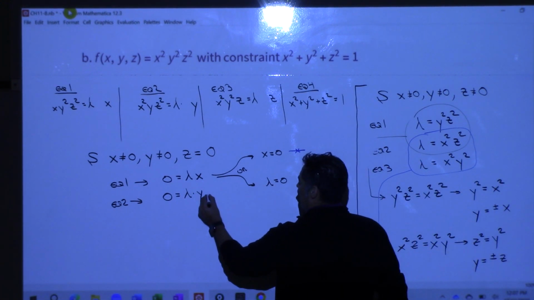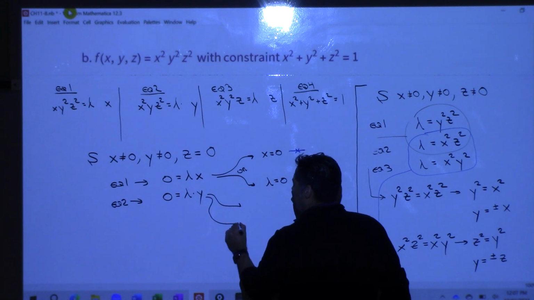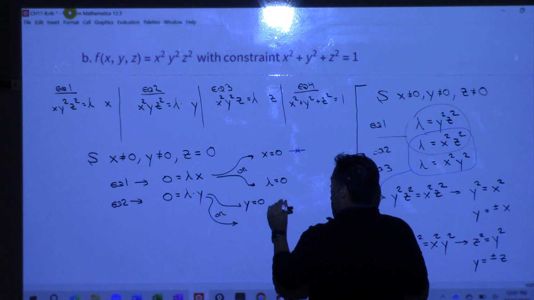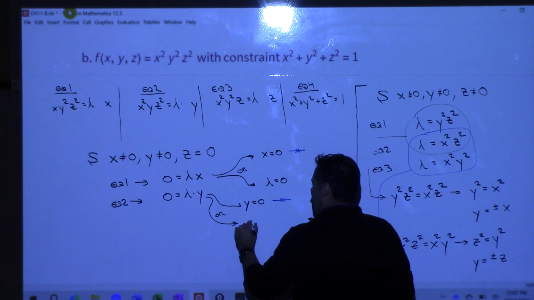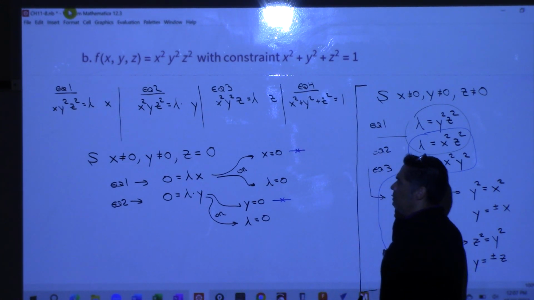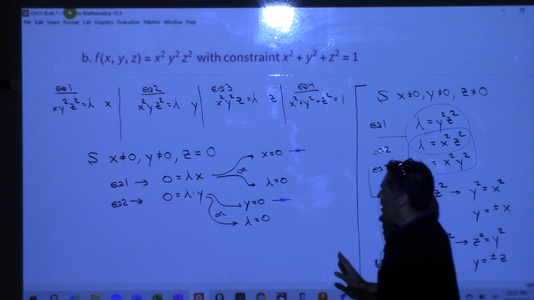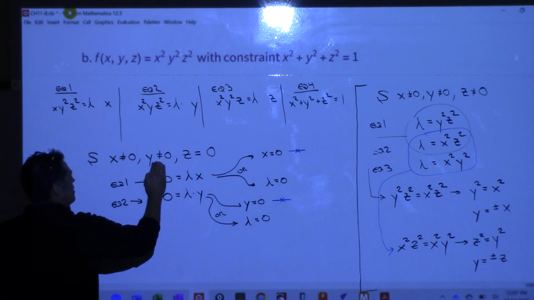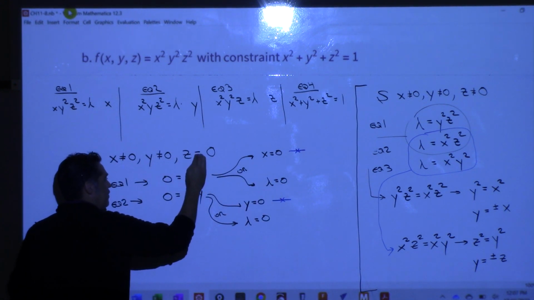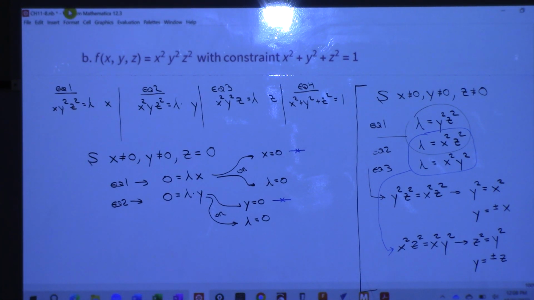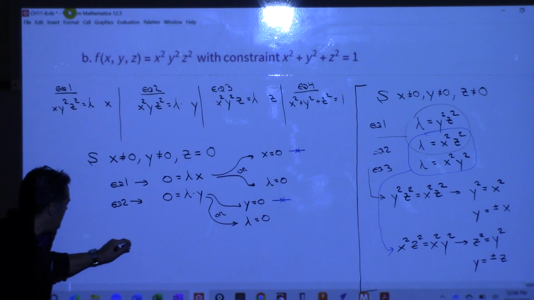Same thing with this one. These are two different scenarios. If y is 0, then we get a contradiction, and that means that lambda must be 0. Let's recap here. What we're saying is that x isn't 0, y isn't 0, z is 0, and what is this forcing to happen? Lambda has to be 0. I'm going to continue now. So lambda must be 0.